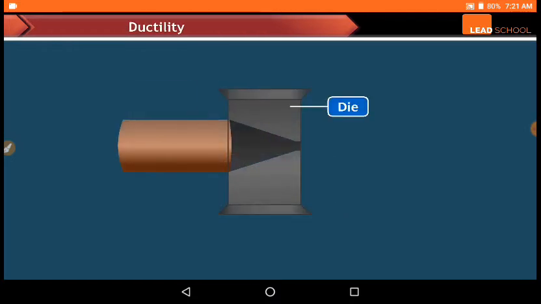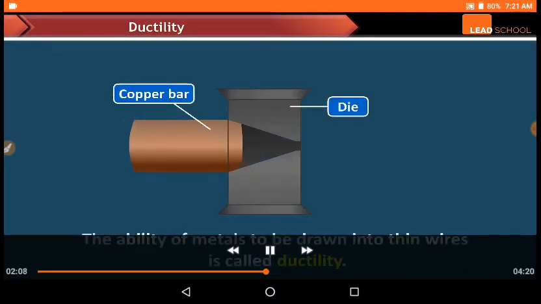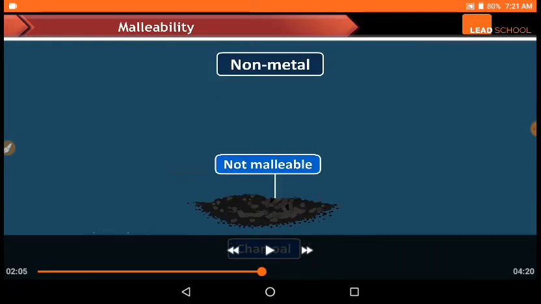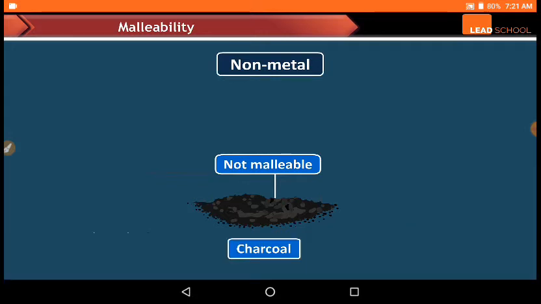Another interesting property of metals is that we saw about malleability. Malleability is basically that if we beat metals with a hammer, they will form into thin sheets, but non-metals will become a powder. So that is non-malleable. This property is called malleability.